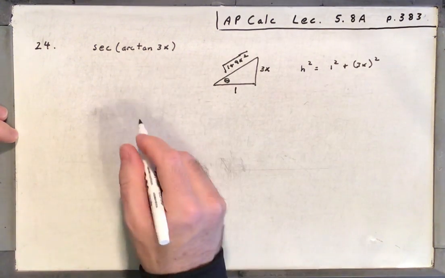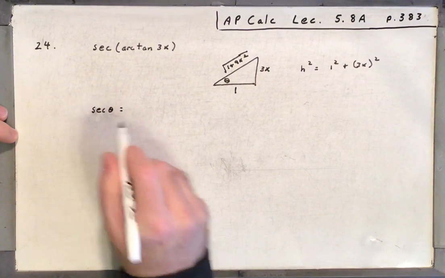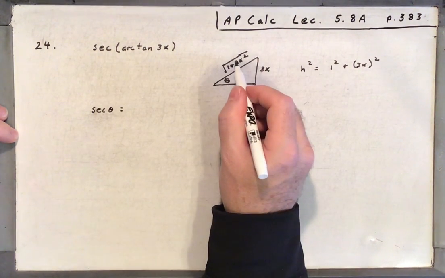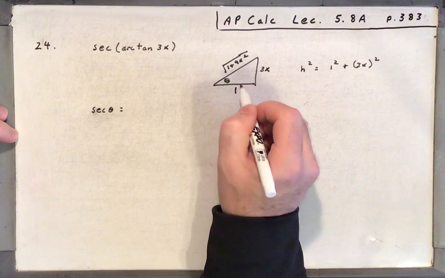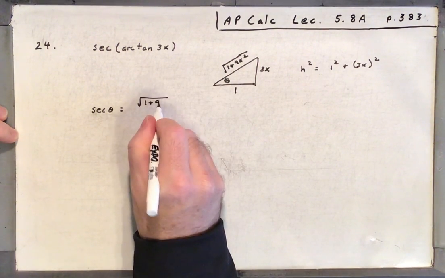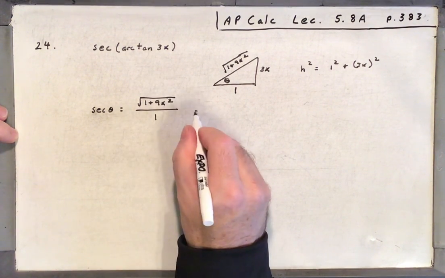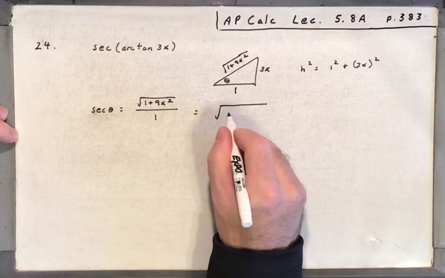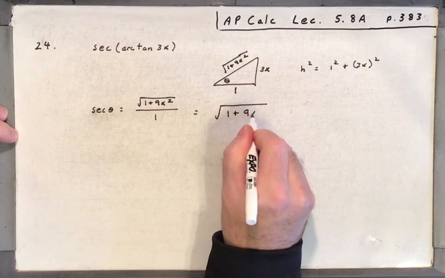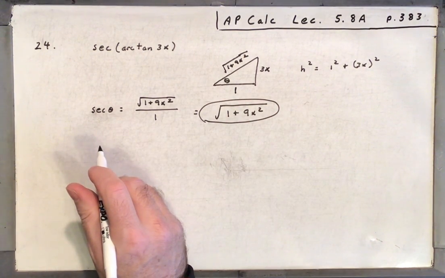All right, so what is the secant of that? Well, secant is hypotenuse over adjacent. So the square root of 1 plus 9x squared over 1, which most people wouldn't put over 1. They would just say the square root of 1 plus 9x squared and circle that.